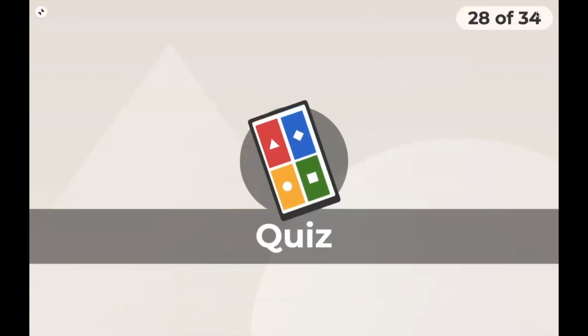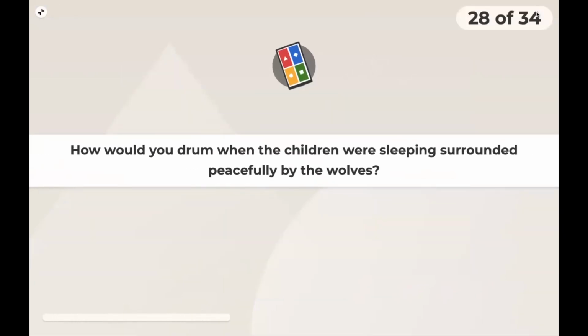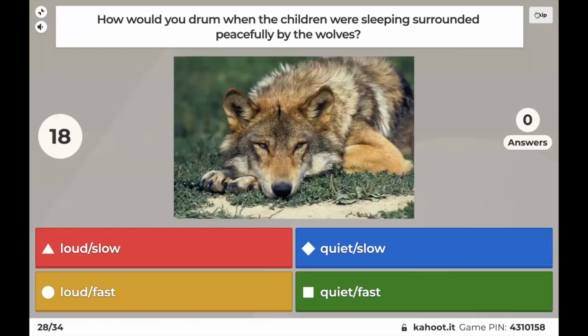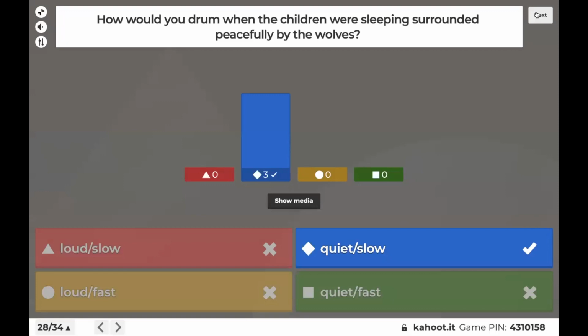So here we go. How would you drum when the children were sleeping, surrounded peacefully by the wolves? Would you go loud and slow, quiet and slow, loud and fast, or quiet and fast? You all had the same idea that I thought. So yeah, I thought it would be quiet and slow.